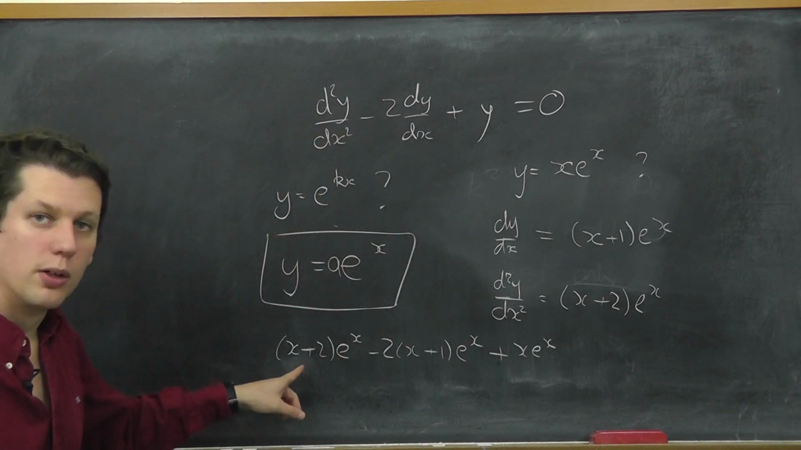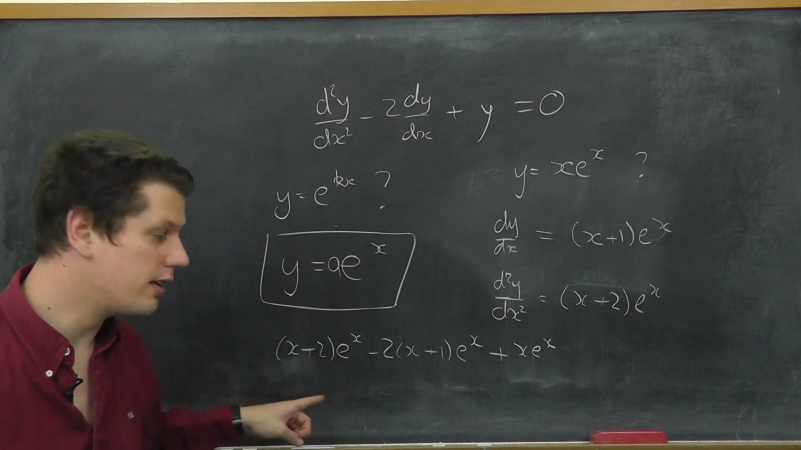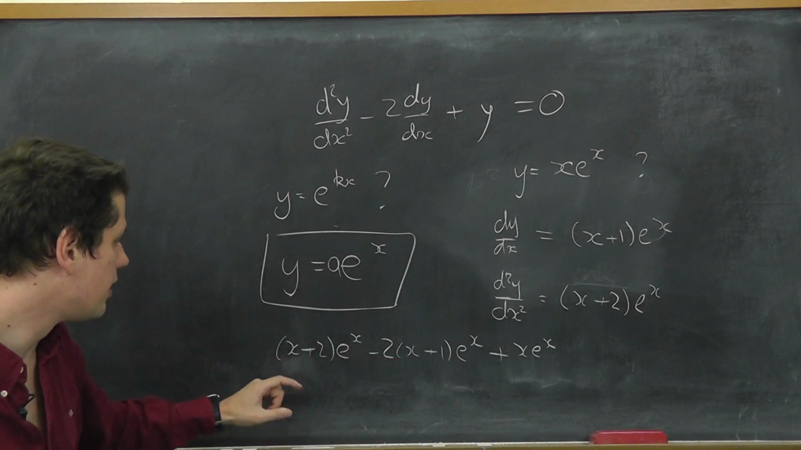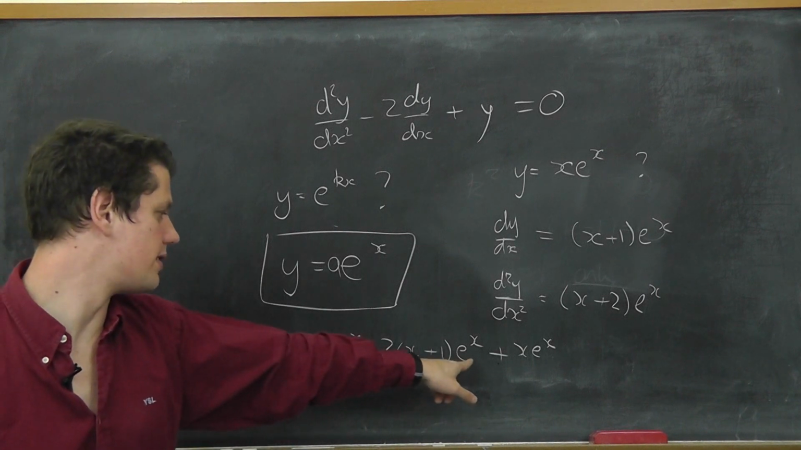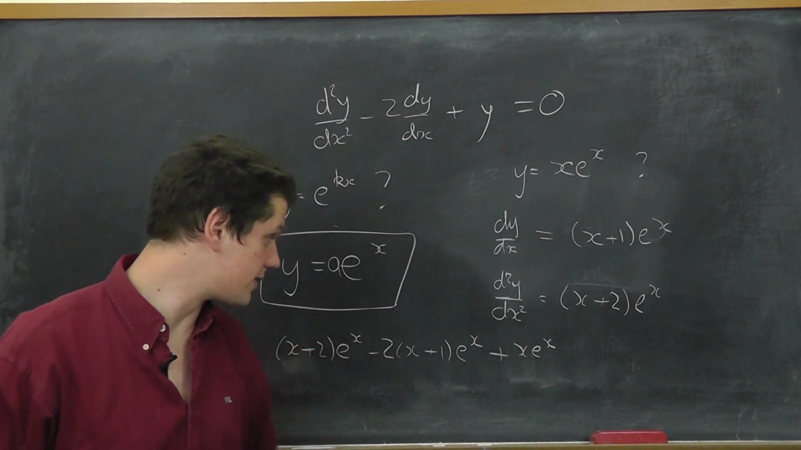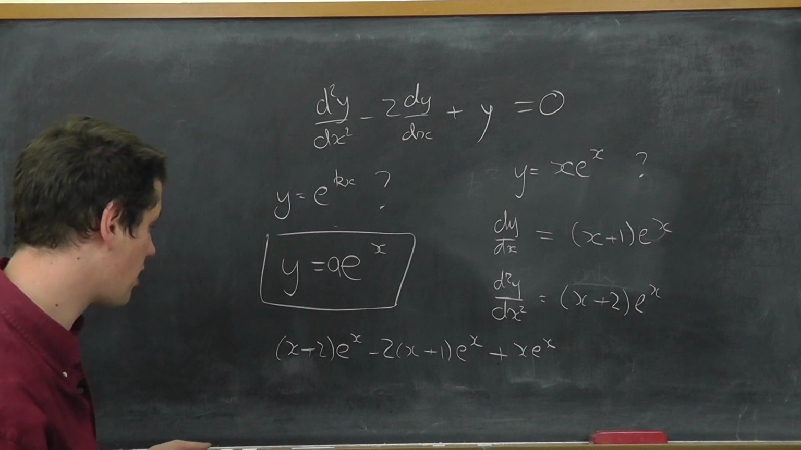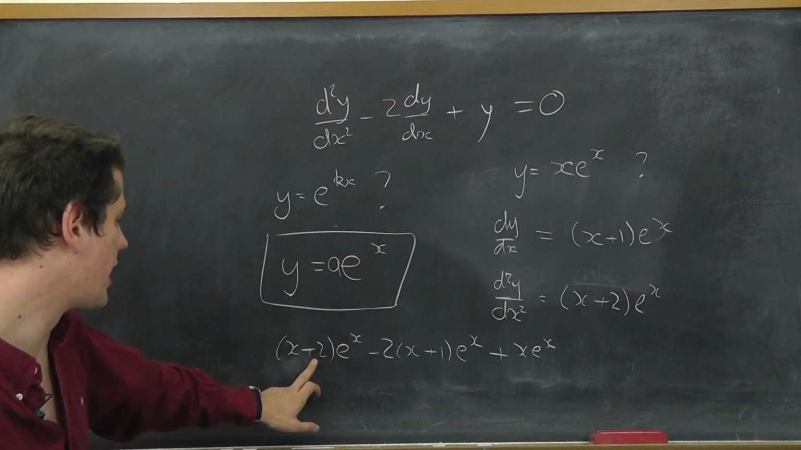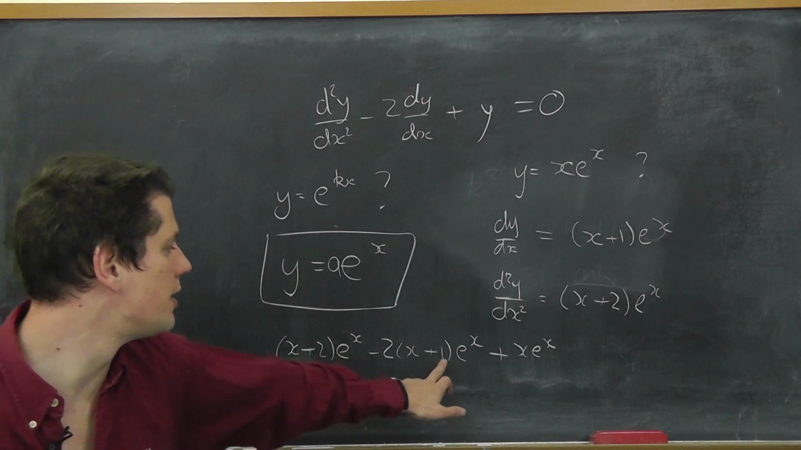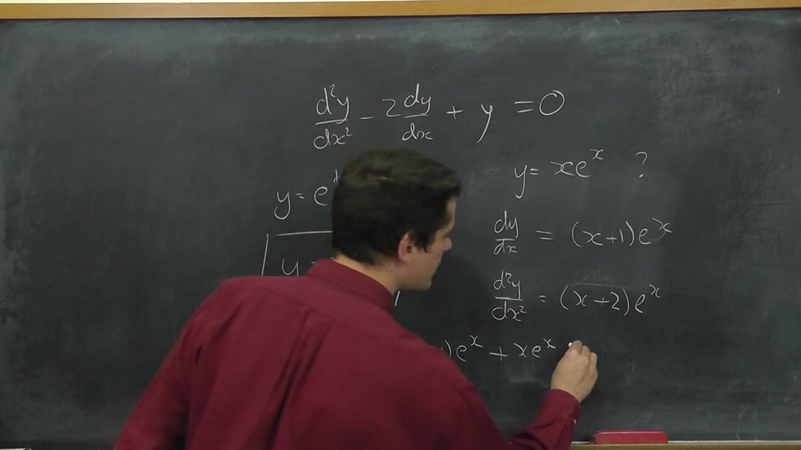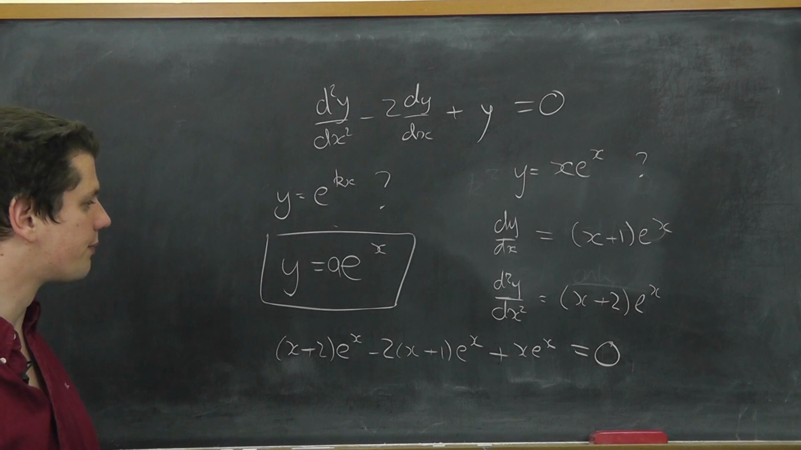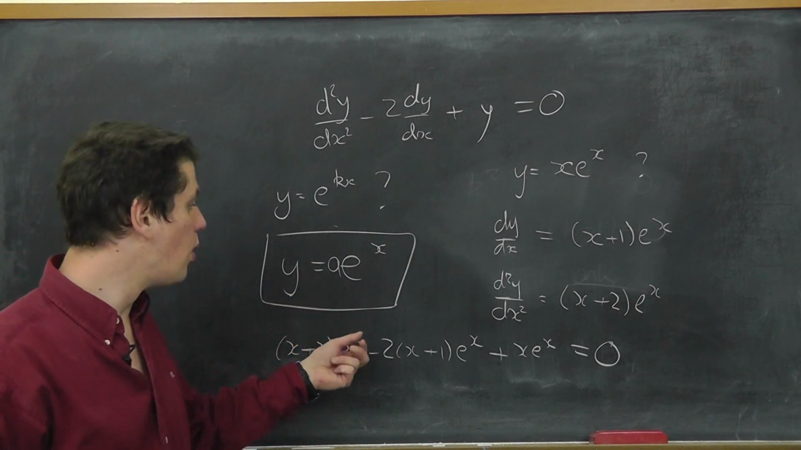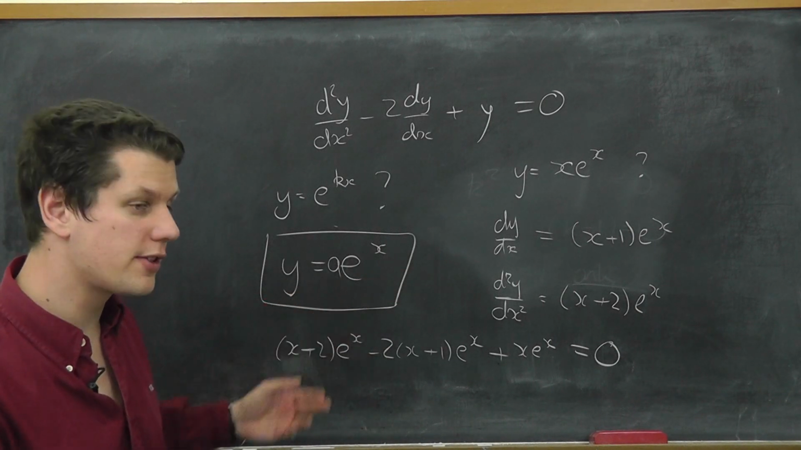Now, is this 0? We can check the x terms and the constant terms separately. We get x times e to the x minus 2x times e to the x plus x times e to the x, which is of course 0. And the constant terms, we get 2e to the x minus 2e to the x. So this is indeed 0. So we found another solution. As normal, we can add multiples of it to other solutions.